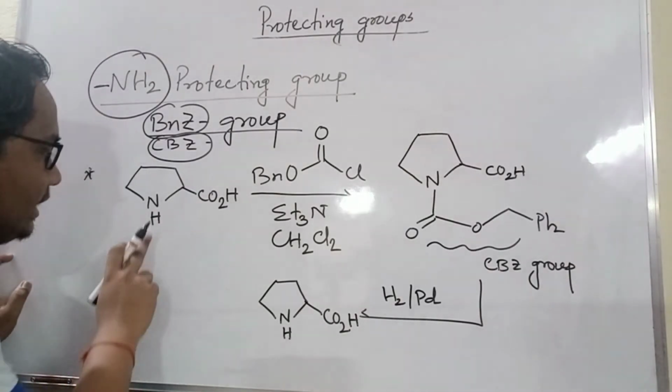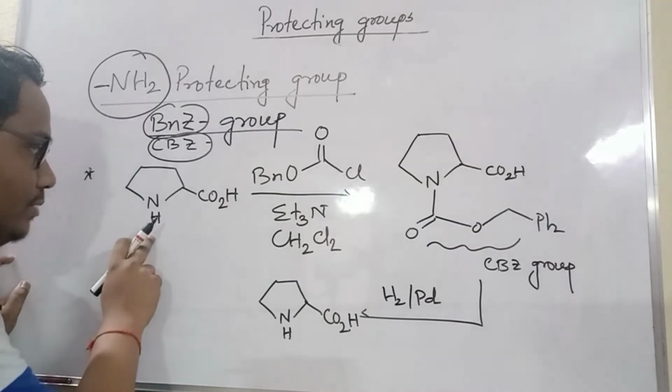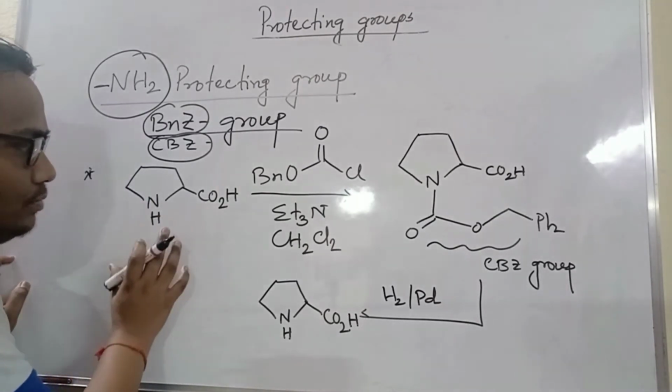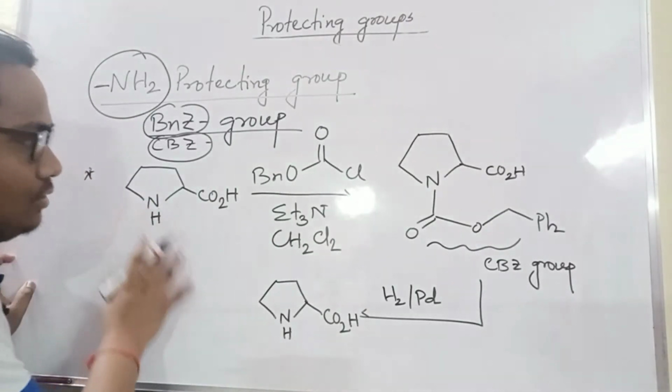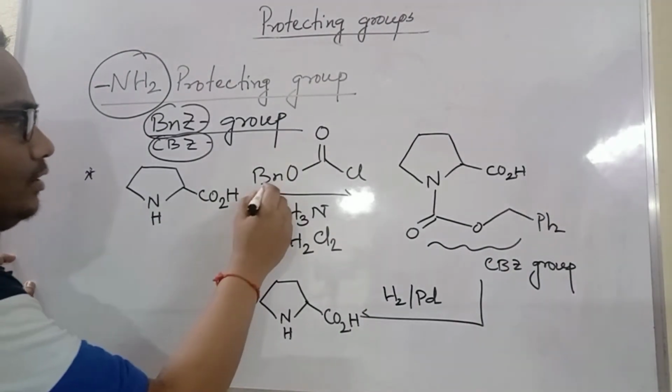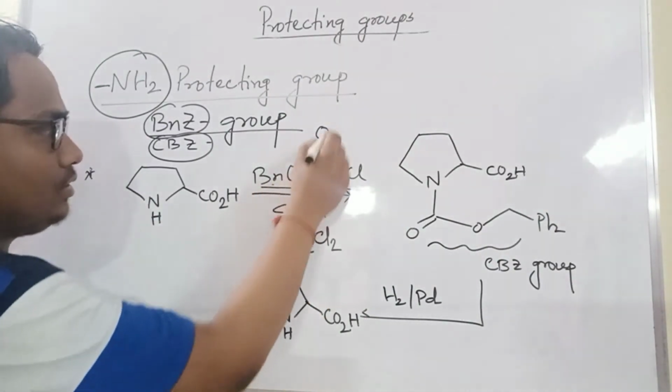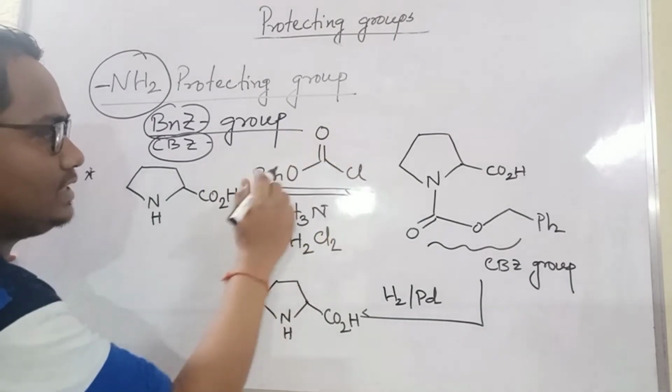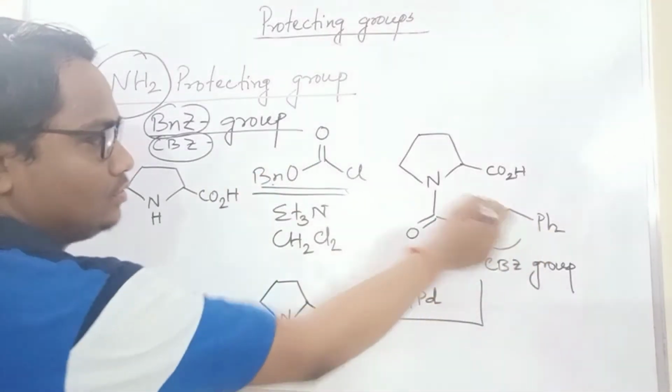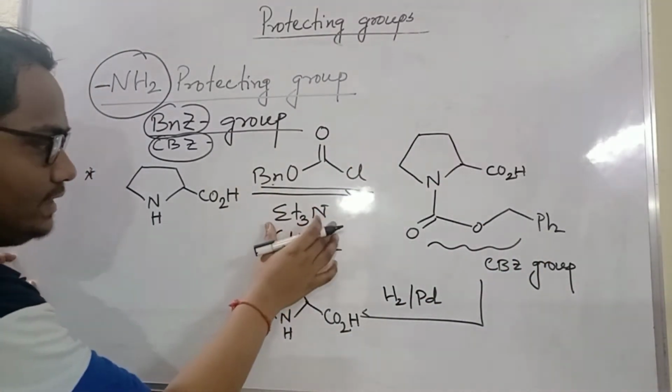So I want to protect this amine. This is also an amine, no? This is a secondary amine. So you want to protect this one. What do you do? This is the protecting group, the CBZ group. Benzyl chloroformate. You should remember this is the benzyl group. Benzyl group means this group. So you use triethylamine and this.